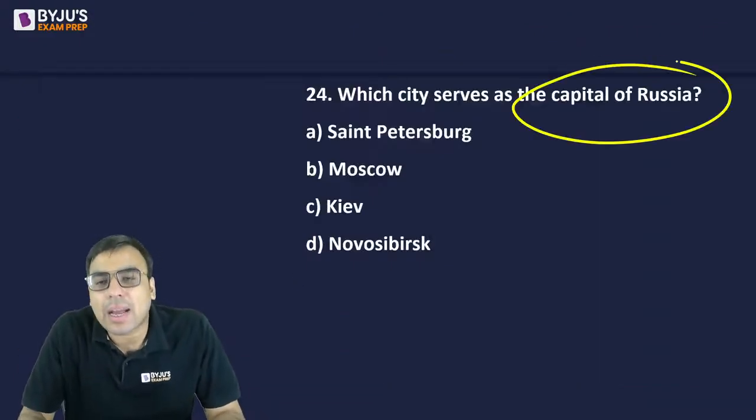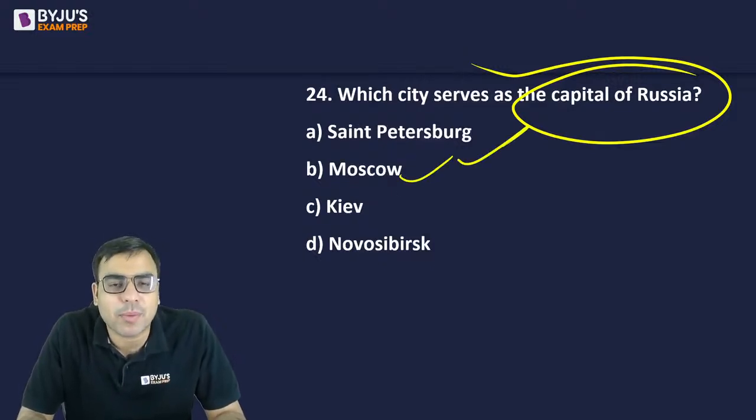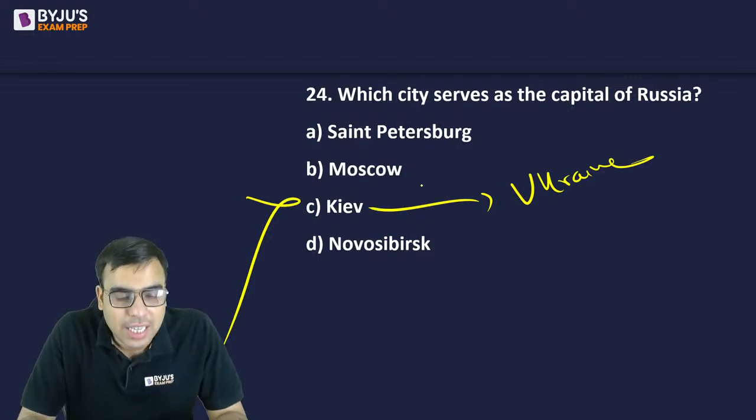Which city serves as the capital of Russia? Because right now the Russia-Ukraine war is happening, so you should be knowing it. St. Petersburg, Moscow, Kiev, Novosibirsk. So Kiev is the capital of Ukraine. So ये तो होगा नहीं. So you should know. Please answer it.